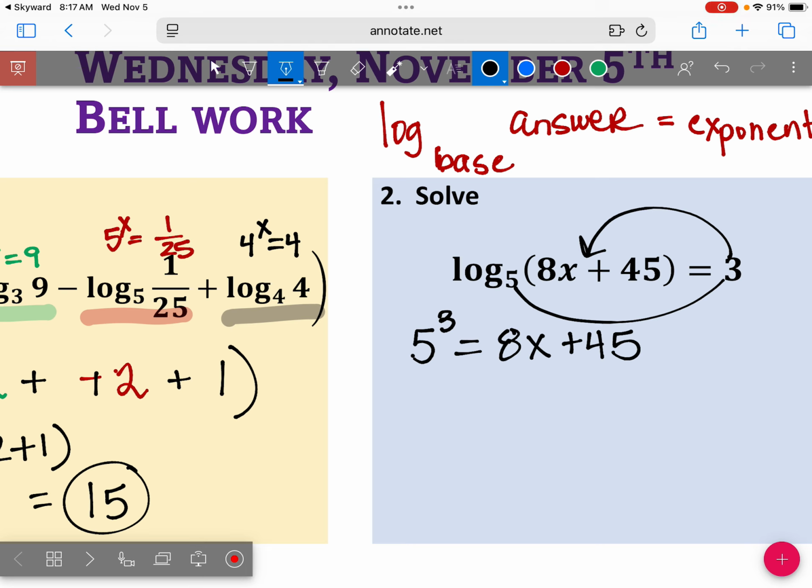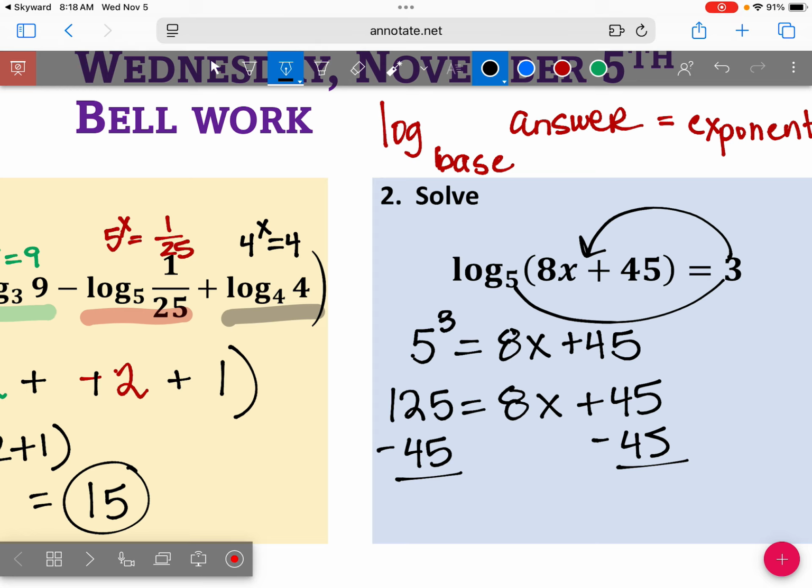So 5 to the power of 3 is what? 15? What is it? 125. 8x plus 45. So then we would just subtract the 45. So what is 125 minus 45? 80. And then we would divide by 8. So my final answer would be what? 10.